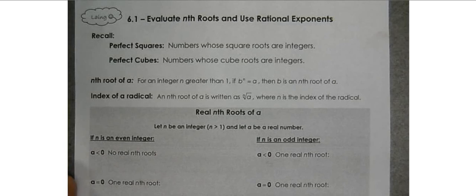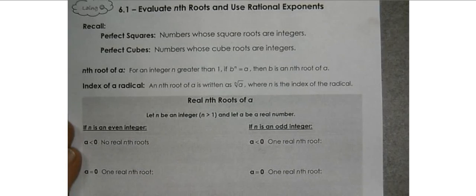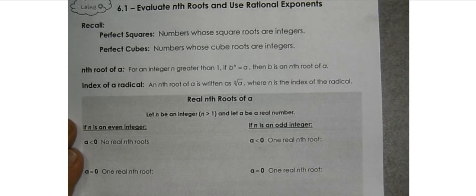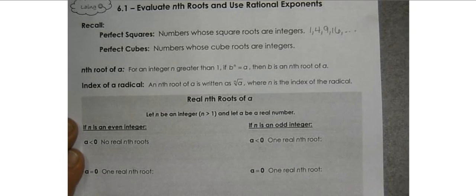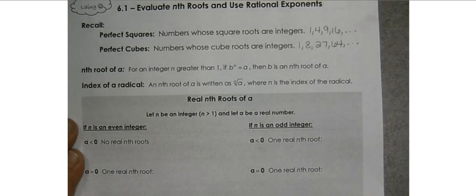Hello, here are the 6.1 video notes for us to work through together so that we can work on homework in class. We have talked about perfect squares, numbers whose square roots are integers. So perfect squares are numbers like 1, 4, 9, 16, etc. And we've talked about perfect cubes, numbers like 1, 8, 27, 64, etc.